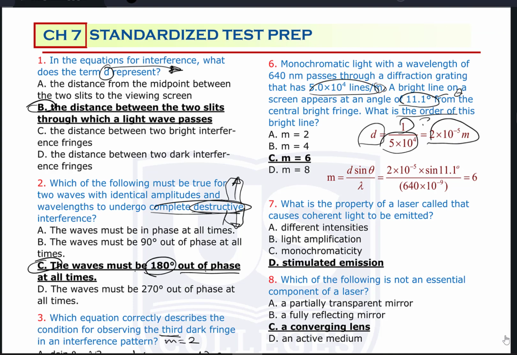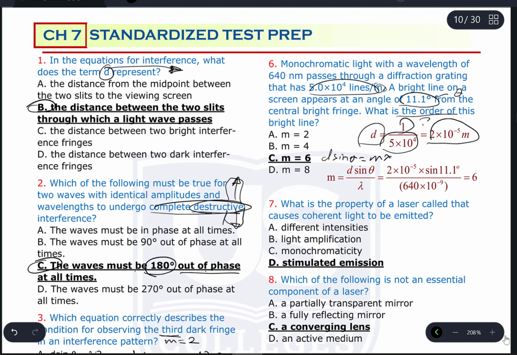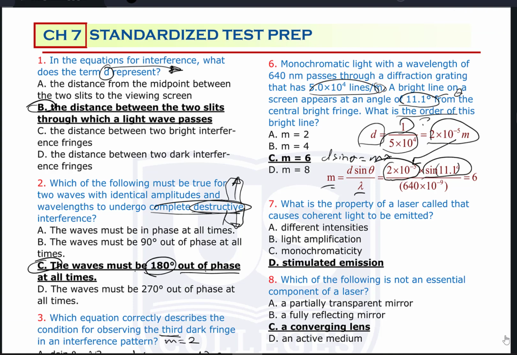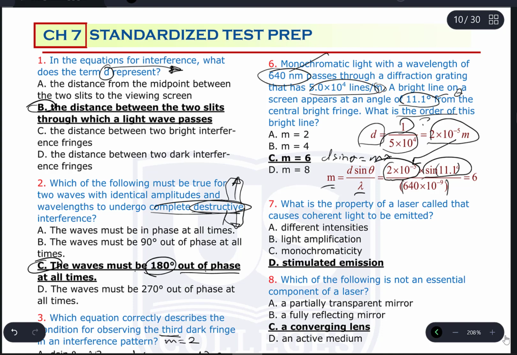After that, we will use the d sine theta equals m lambda equation. Then m is going to be d sine theta divided by lambda. d is 2 times 10 to the power negative 5, which we just calculated. The angle is given, sine 11.1. The wavelength is given as 504 nanometers. Of course, we should convert it to meters by multiplying by 10 to the power negative 9. The result is m equals 6.